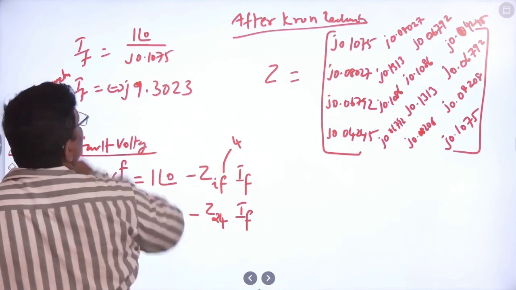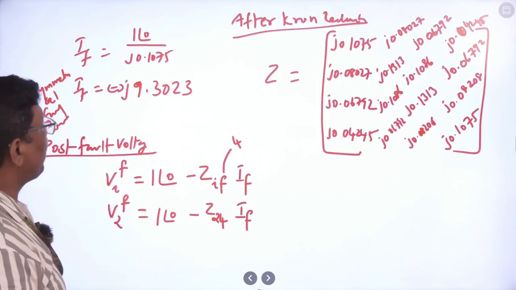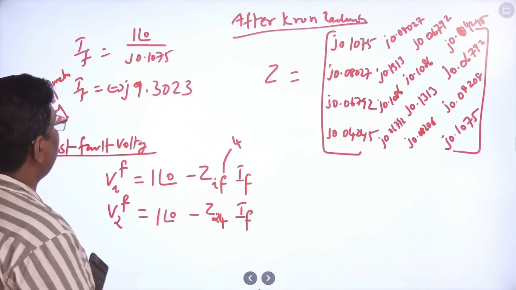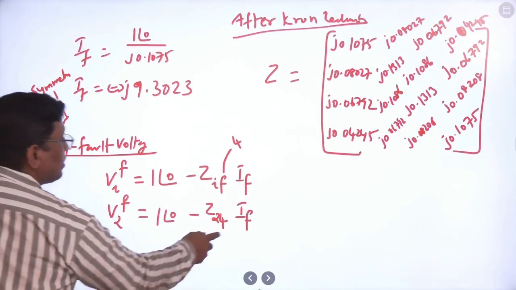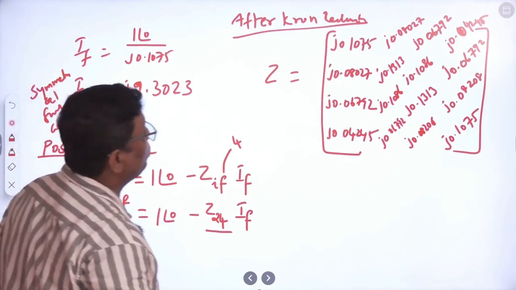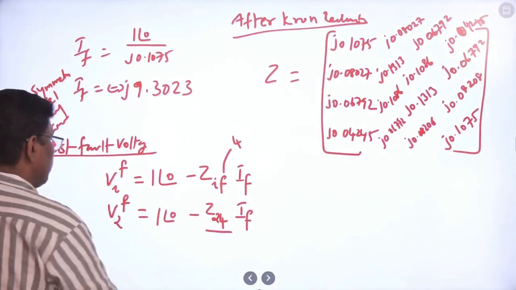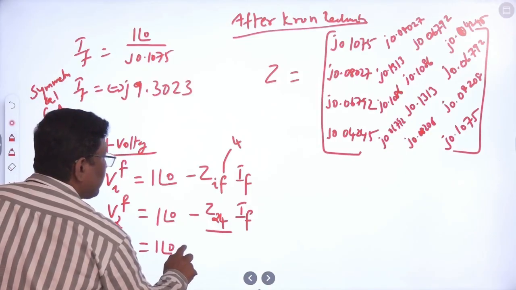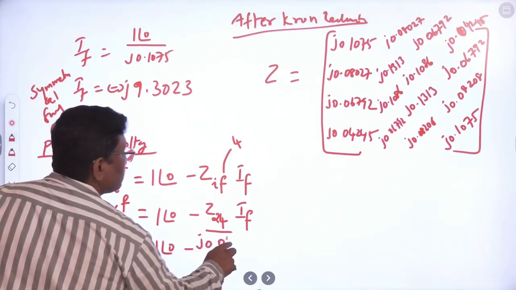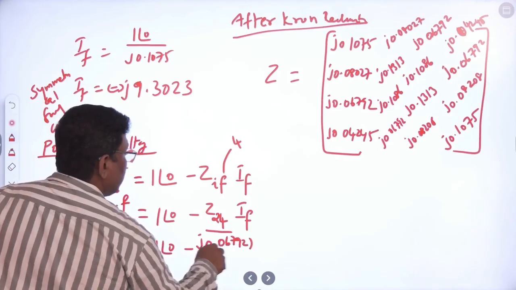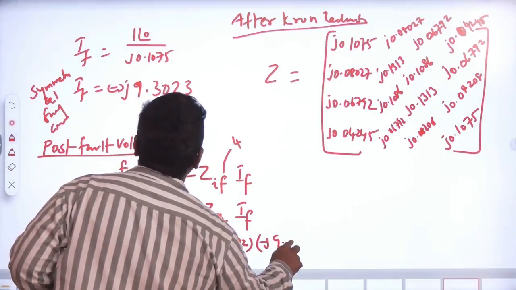So based on that we can calculate the fault current. The Z Thevenin value is 0.1075. Why? Because the fault occurs in the fourth bus, so Z44 is 0.1075. Fault current is j9.3023. Using the matrix value, we can calculate the post fault voltage. Here Z24, take the matrix value, second row, fourth column. Z24 value is 0.06792. So 1∠0° minus j0.06792 into the fault current value j9.3023.